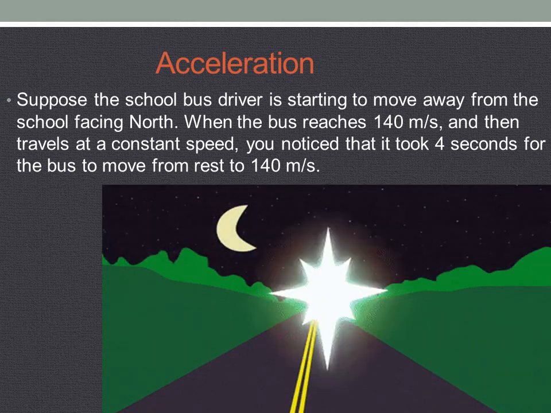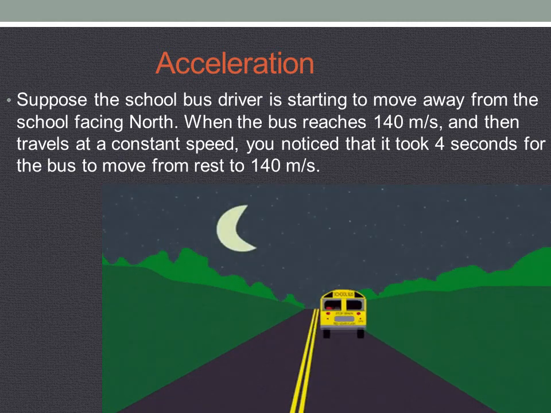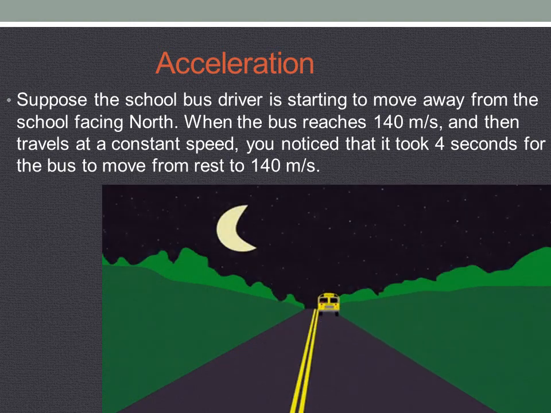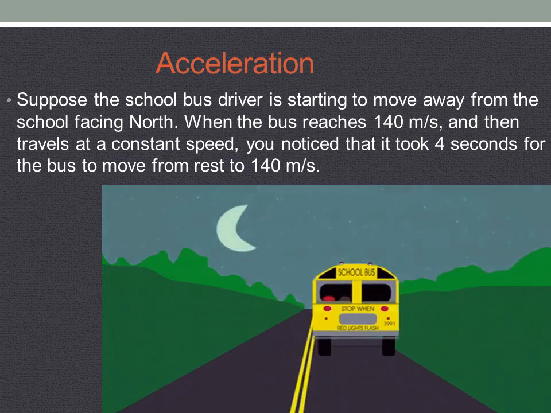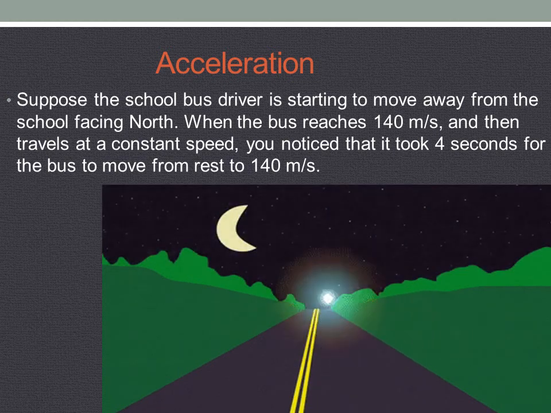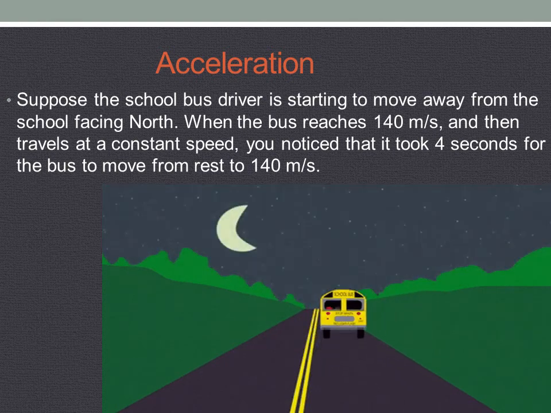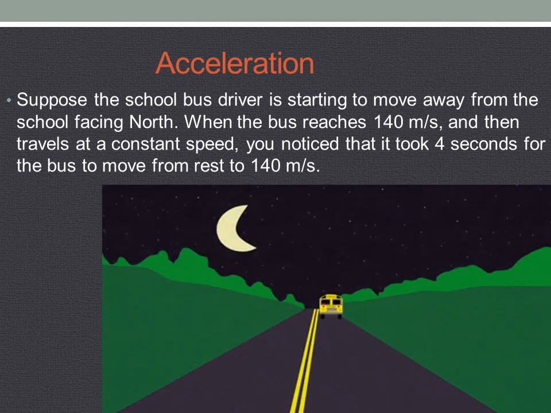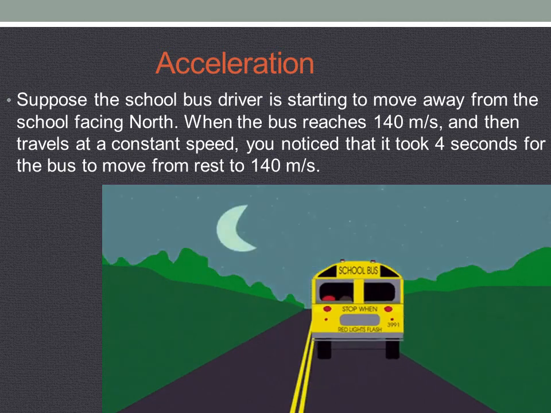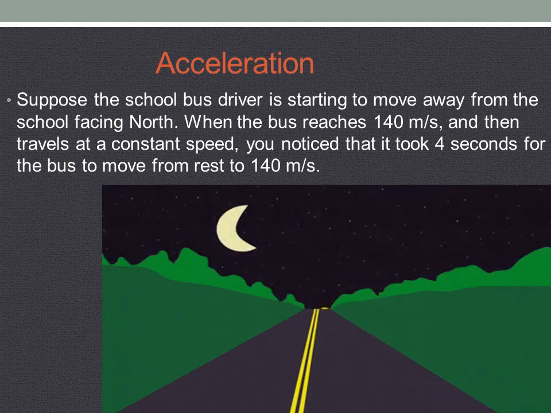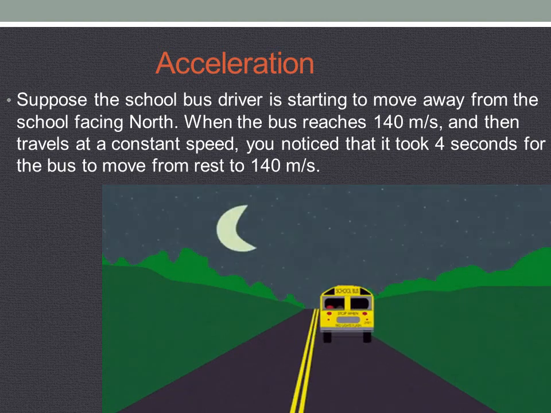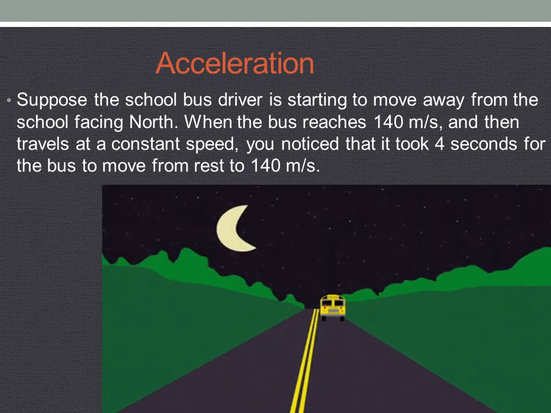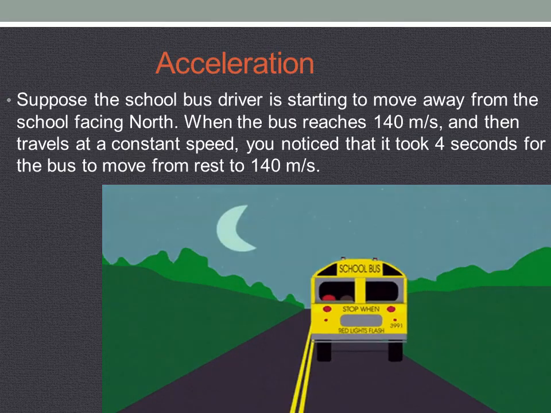Acceleration is the change in velocity over time for an object. When the position of an object changes, it is in motion and it has a velocity. Once the velocity of the object changes, it is accelerating. In this image, the school bus driver is starting to move away from the school facing north. When the bus reaches 140 meters per second and then travels at a constant speed, you notice that it took 4 seconds for the bus to move from rest to 140 meters per second.